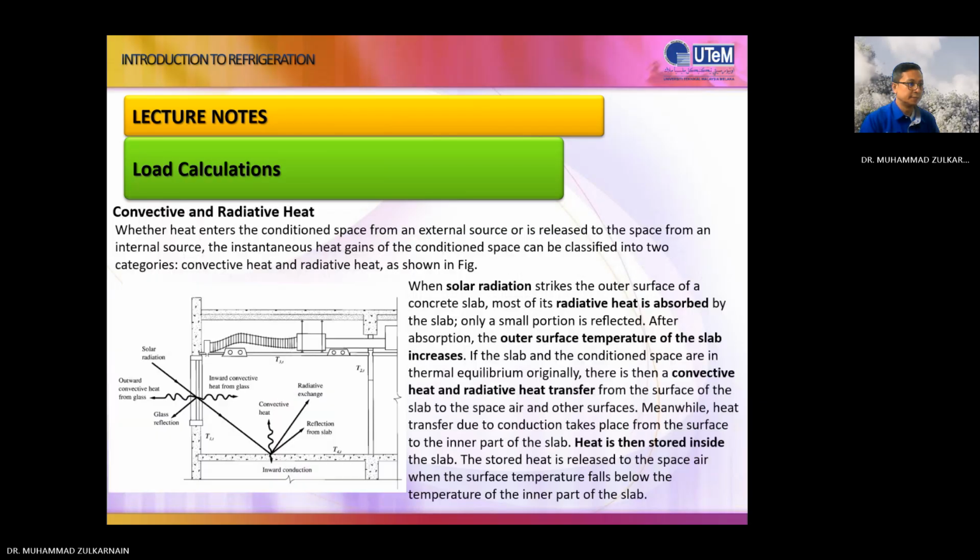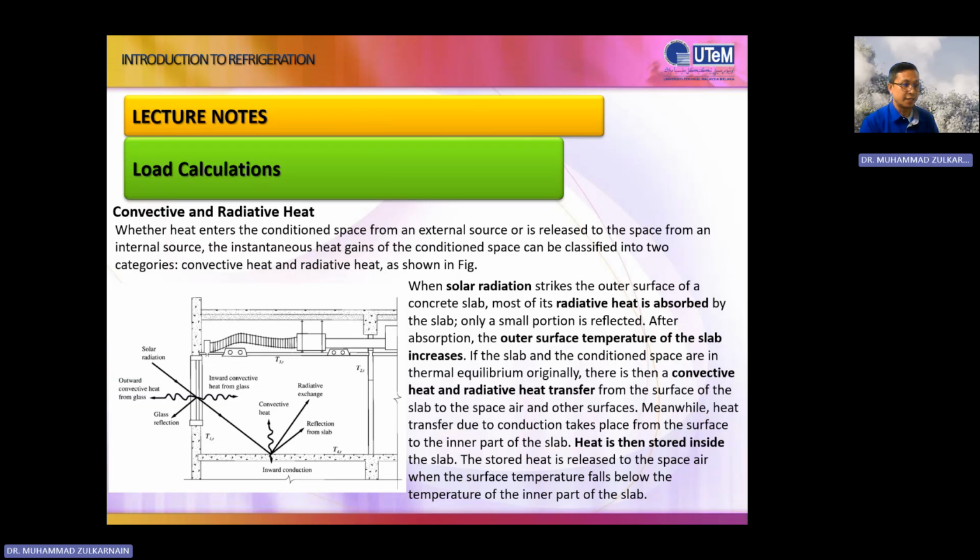Now we try to understand what the cooling load is like. Where does the cooling load come from? The first can come from convective and radiative heat. Whether heat enters the conditioned space from an external source or is released to the space from an internal source, the instantaneous heat gain of the conditioned space can be classified into two categories: convective heat and radiative heat.